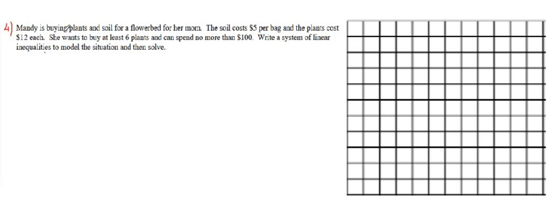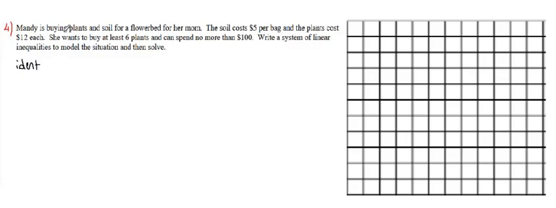Problem number 4. Mandy is buying plants and soil for a flower bed for her mom. The soil costs $5 per bag and the plants cost $12 each. She wants to buy at least 6 plants and can spend no more than $100. Write a system of linear inequalities to model the situation and then solve.